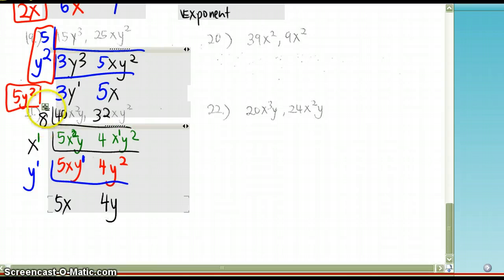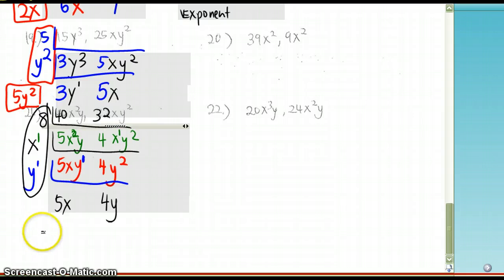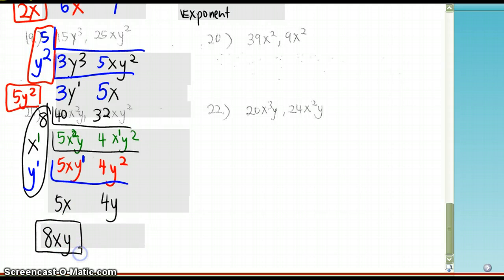Again, for the greatest common factor, I take the left side and I multiply those together. So my final answer for my GCF would be 8xy. And I don't need to write the ones there. I can just leave it as 8xy.